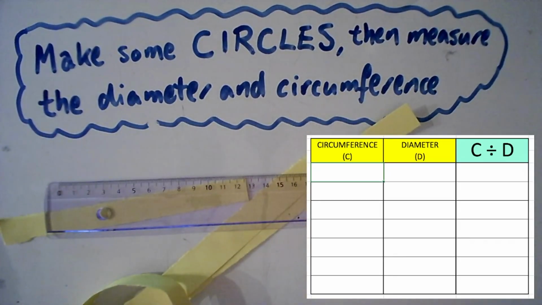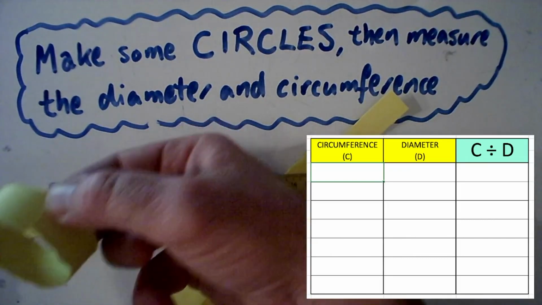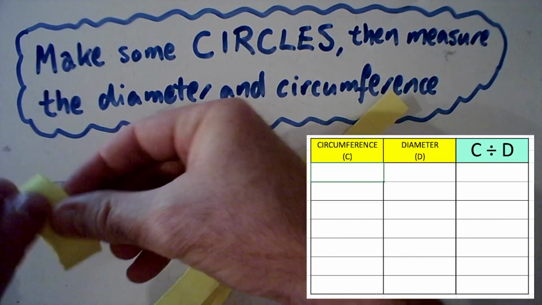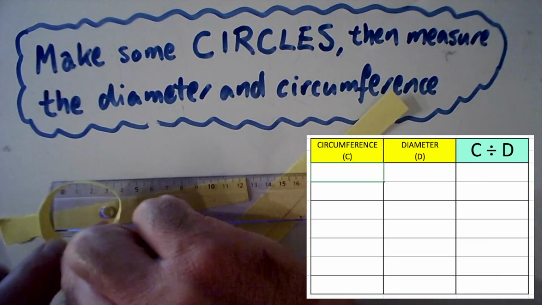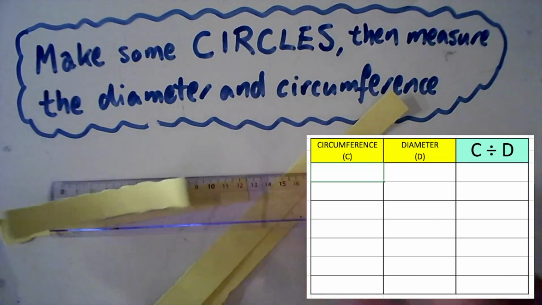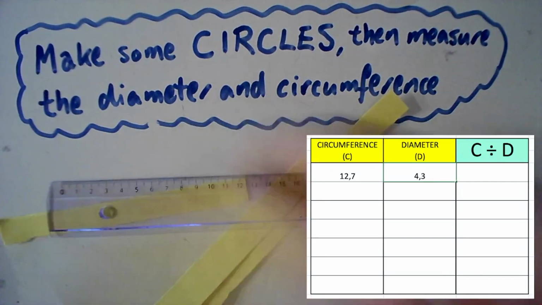So 12.7 and 4.3. So if I take that circle, the length of that piece of card that I've made it from is the circumference. It's the distance all the way around the edge of the circle. So putting that in my table, a circumference of 12.7 and the diameter was 4.3. It was all the way across. So I'm going to do that for a few of these.